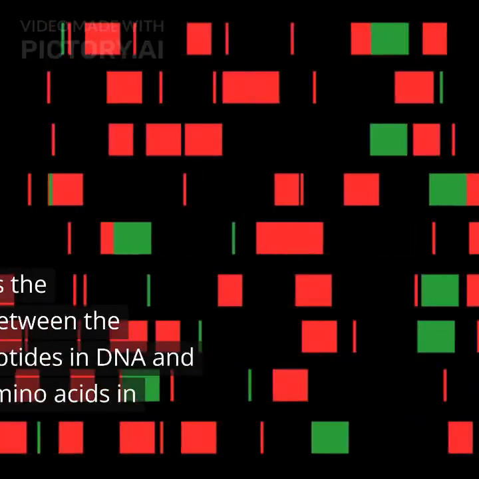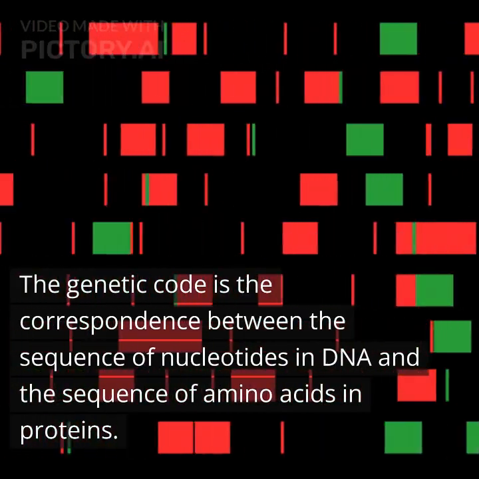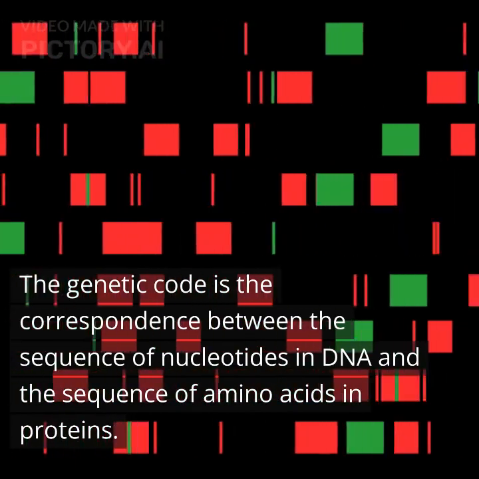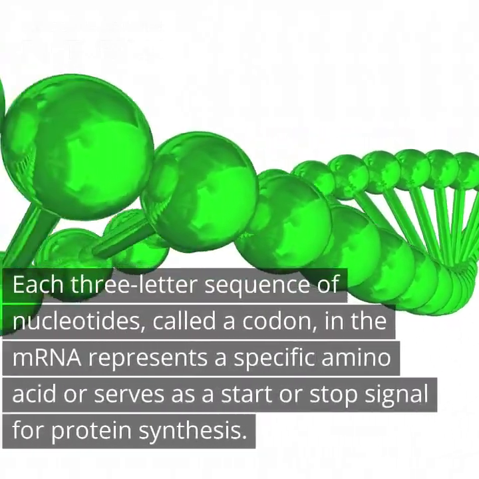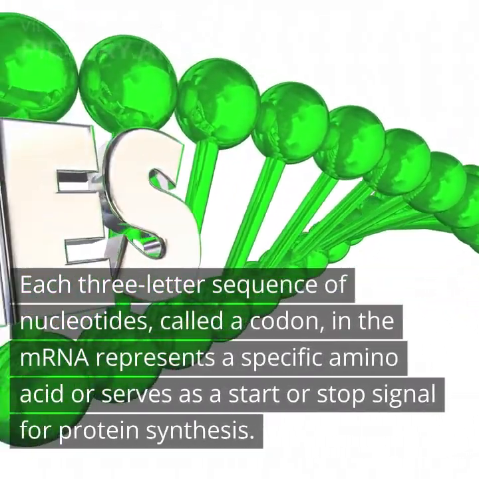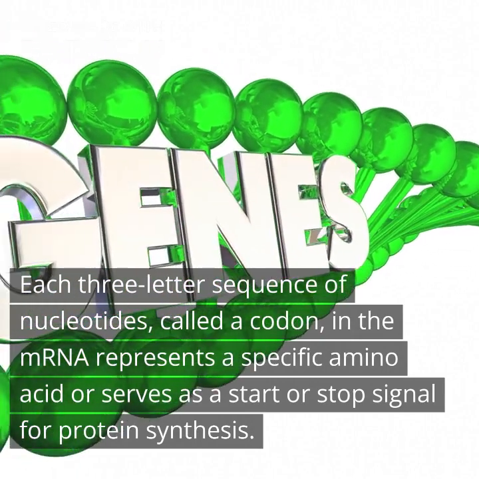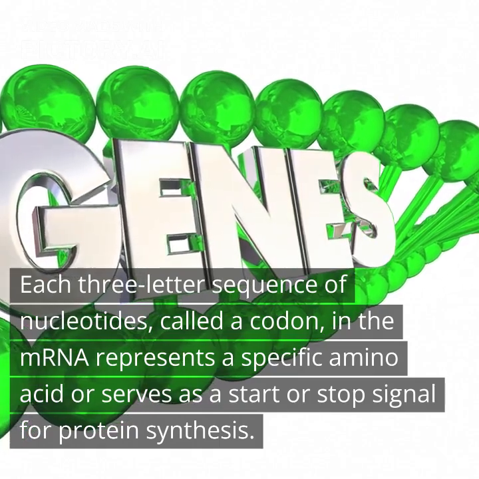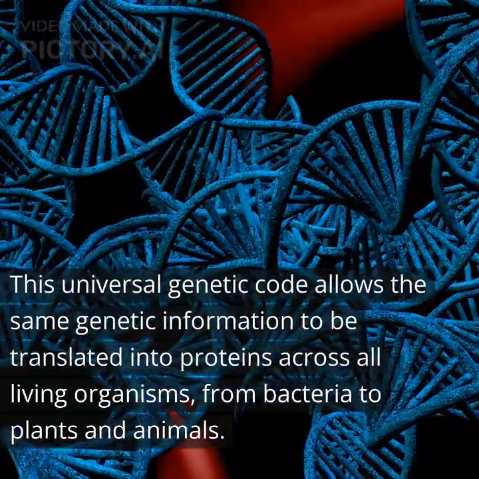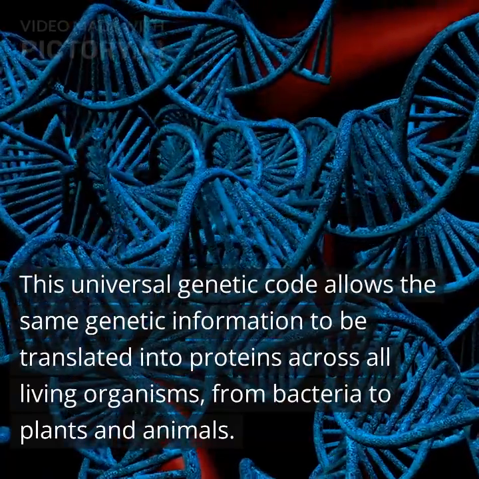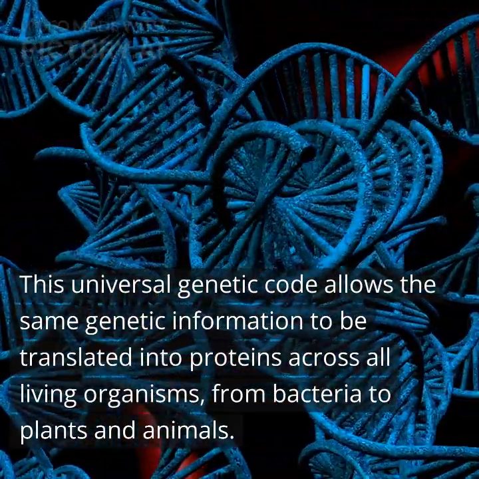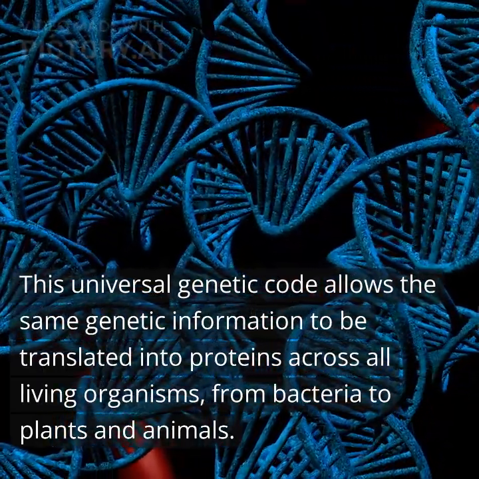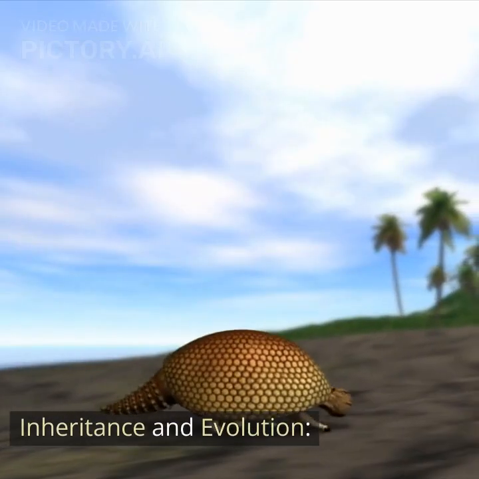Genetic code. The genetic code is the correspondence between the sequence of nucleotides in DNA and the sequence of amino acids in proteins. Each three-letter sequence of nucleotides, called a codon, in the mRNA represents a specific amino acid or serves as a start or stop signal for protein synthesis. This universal genetic code allows the same genetic information to be translated into proteins across all living organisms, from bacteria to plants and animals. Inheritance and evolution.